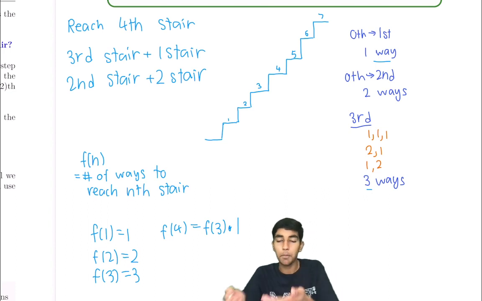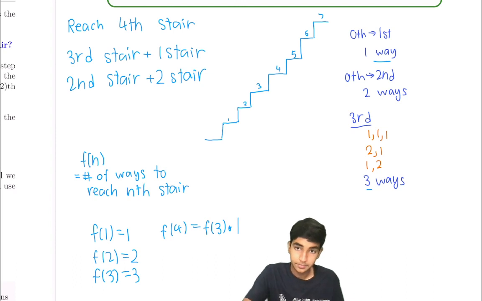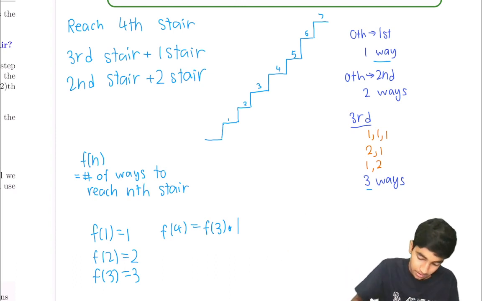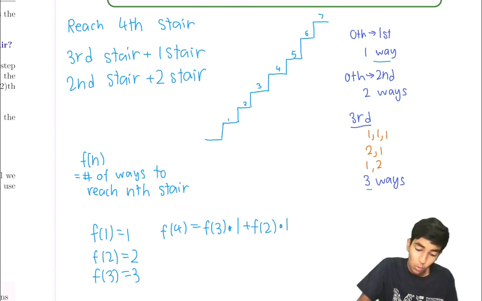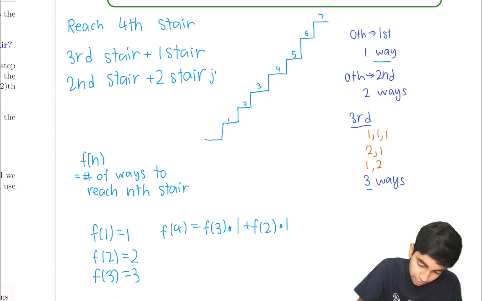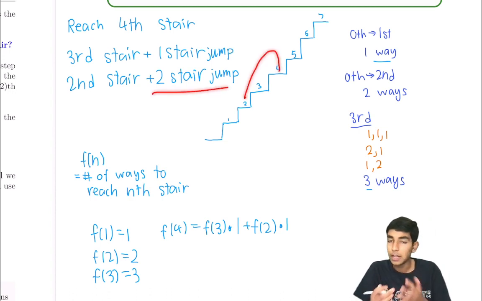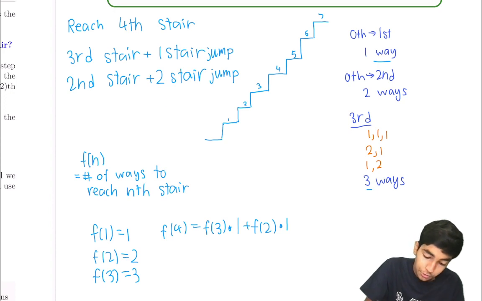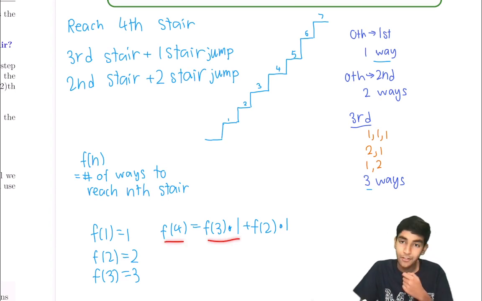It's just one jump. Similarly, on the second stair, there's f of 2 ways to reach the second stair, and then also there's only one way to take a 2-stair jump. Let's just write that here: 2-stair jump and 1-stair jump, let's say. There's only one way to take a 2-stair jump. You just go up by 2. That's it. We're not saying 2 1-stair jumps, just one single 2-stair jump. That's just one way. So f of 4 is just f of 3 plus f of 2.